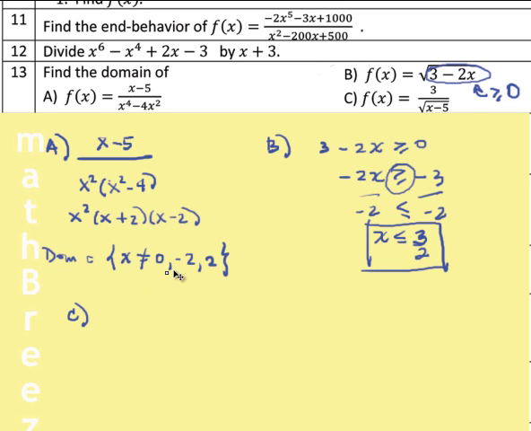Okay, let's look at C. At C again, we want to make sure that this is greater than or equal to 0 and also not equal to 0. So basically greater than 0 since it's in the denominator. So we have x greater than 5.